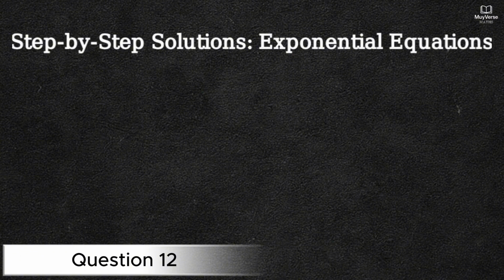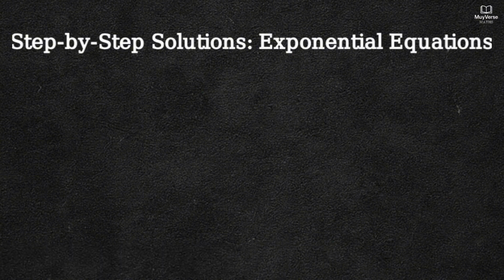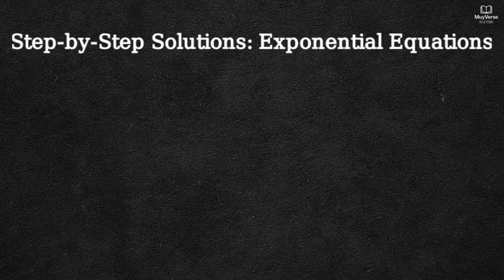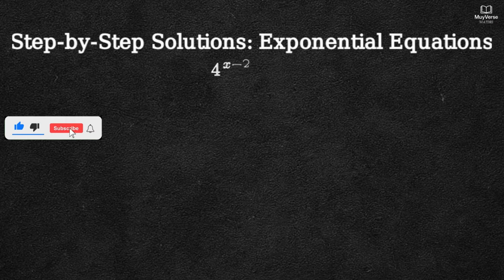We will solve two exponential equations step by step using clear algebraic moves. First, we solve 4 to the power x minus 2 equals 40. Then, we solve 4 to the power x plus 4 to the power x equals 16. Problem A. 4 to the power x minus 2 equals 40.